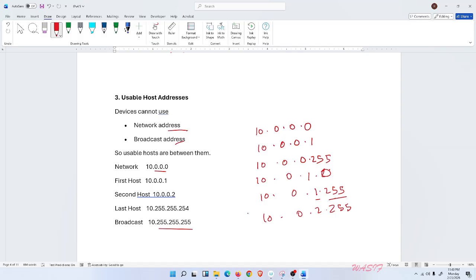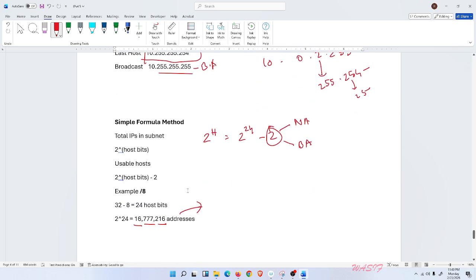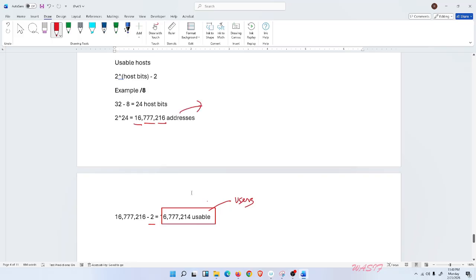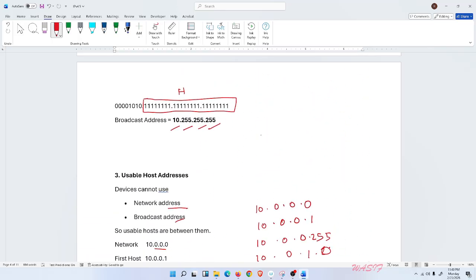In the same way, it will keep on increasing, and when it reaches 255.254, this is the last usable IP address. After 254, it will become 255, which makes the broadcast address, and that will be the end of this address range that you can assign to users. In this way, you can calculate the fifth usable host, the second last usable host. You just have to take time and find all these things.